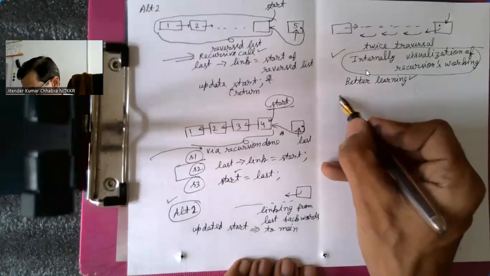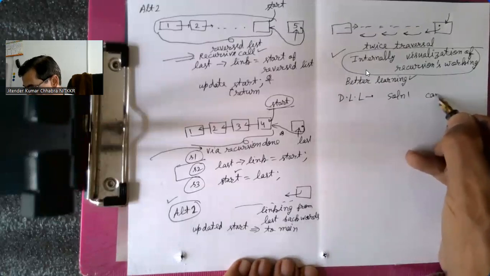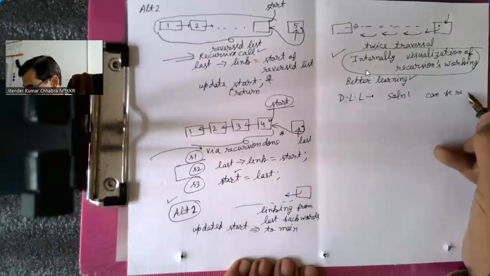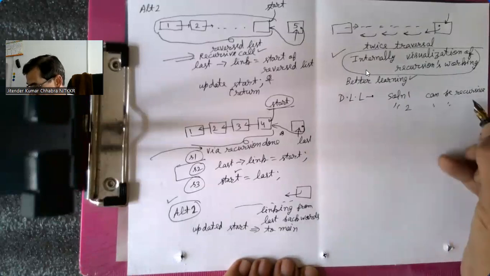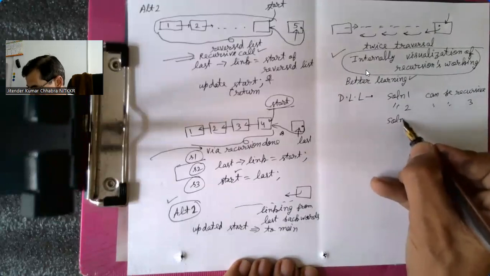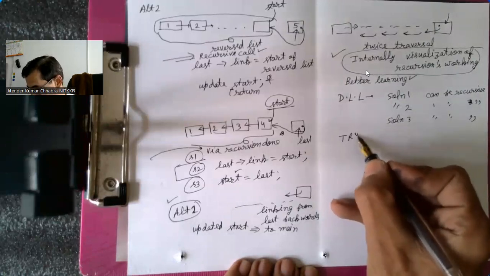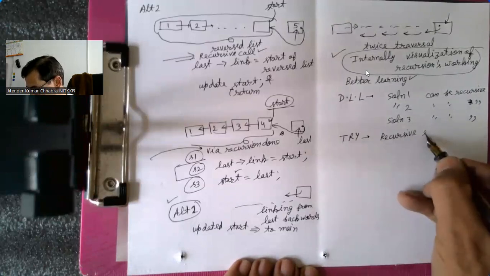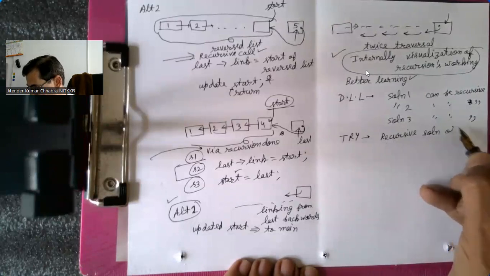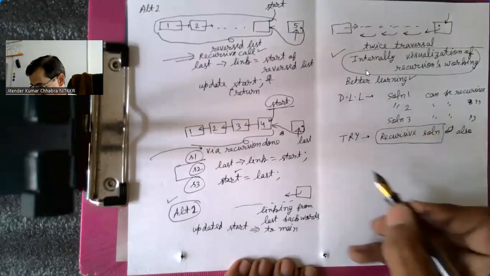Similarly, what I said for the doubly linked list, your solution 1 can be recursive. Solution 2 can be recursive. And of course, solution 3, like we have done for the singly linked list, this also can be recursive. So you can try recursion also if you wish. Those who are good programmers can definitely attempt this and make sure that you get something working.